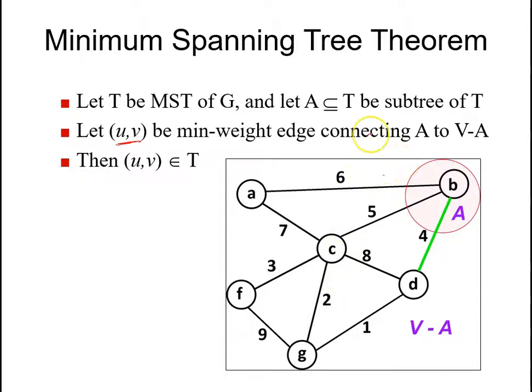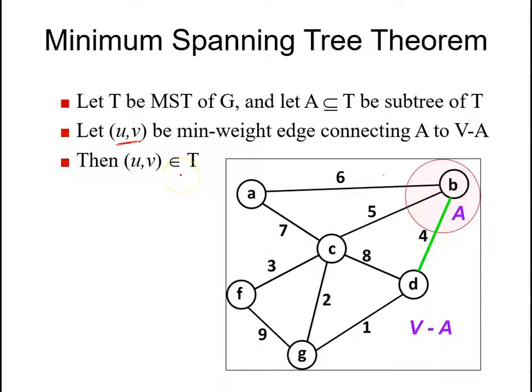Now, let's go through the theorem again, and here we're using another example. We are taking the set A as including only this vertex B. What the theorem states is that going out of this vertex, if we can identify the edge with minimum weight, which is this edge, then this edge has to be part of the minimum spanning tree T.